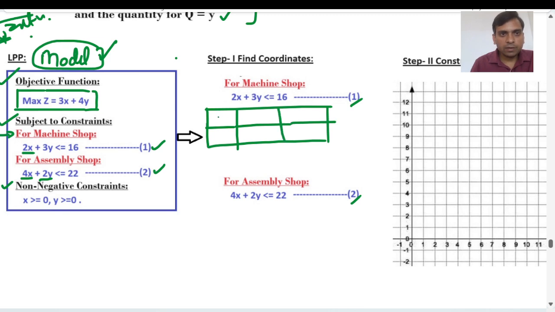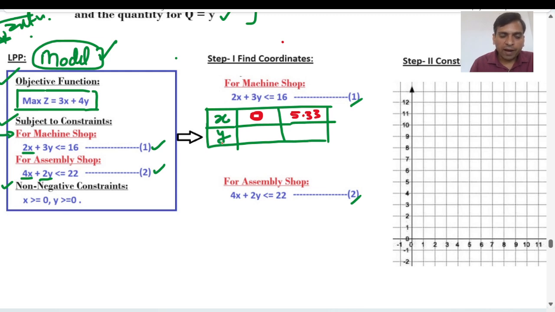We will consider x and y. So first we will consider the value of x as 0. Then we can find the value of y. In this equation, if we put x equals 0, then the remaining equation is 3y equals 16. So the value of y is 16 upon 3, which is 5.33.